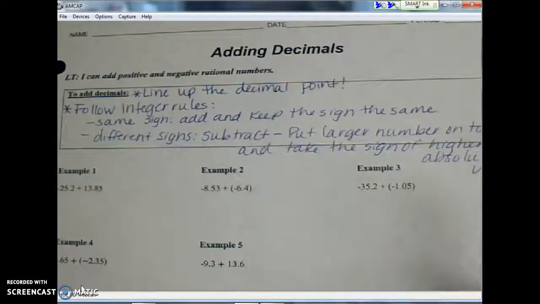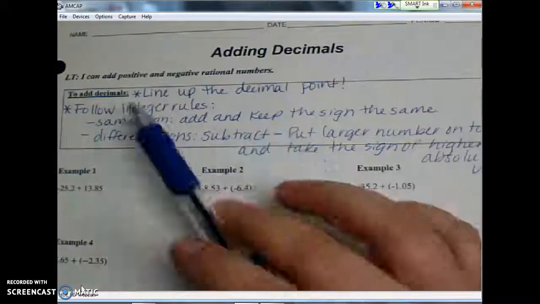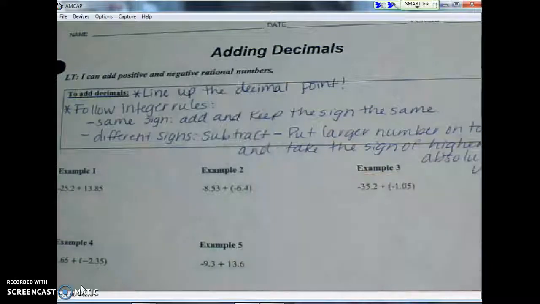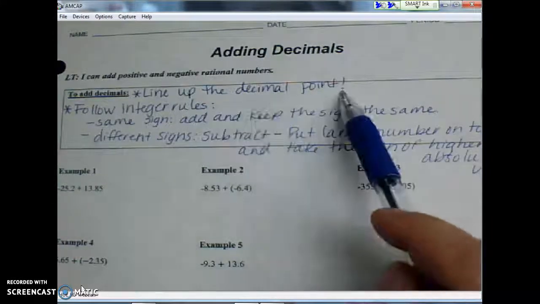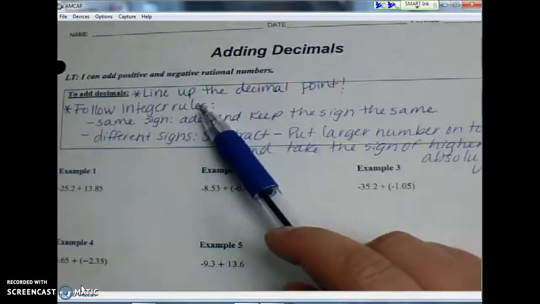Okay, so today we're going to talk about adding decimals. Yesterday we talked about adding fractions. Now we're going to look at decimals when we have positive and negative decimals. So the important thing to remember when you add decimals is to line up your decimal point. Then you're going to follow your integer rules.